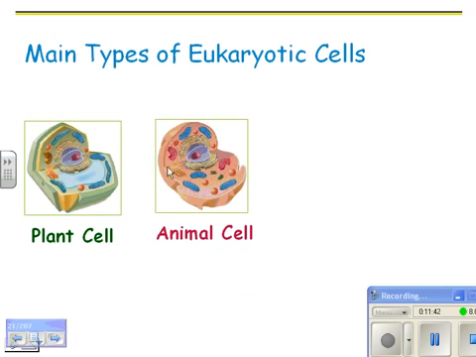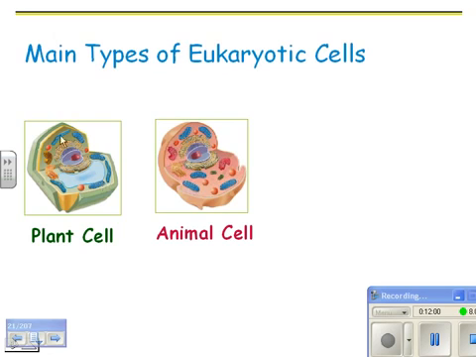Here's an animal cell. You can see it's rounder. The animal cell doesn't have a cell wall, so it just has a cell membrane. But you can see inside both of them have some stuff. So they both have a nucleus. They both have endoplasmic reticulum. They both have lysosomes. They both have mitochondria.